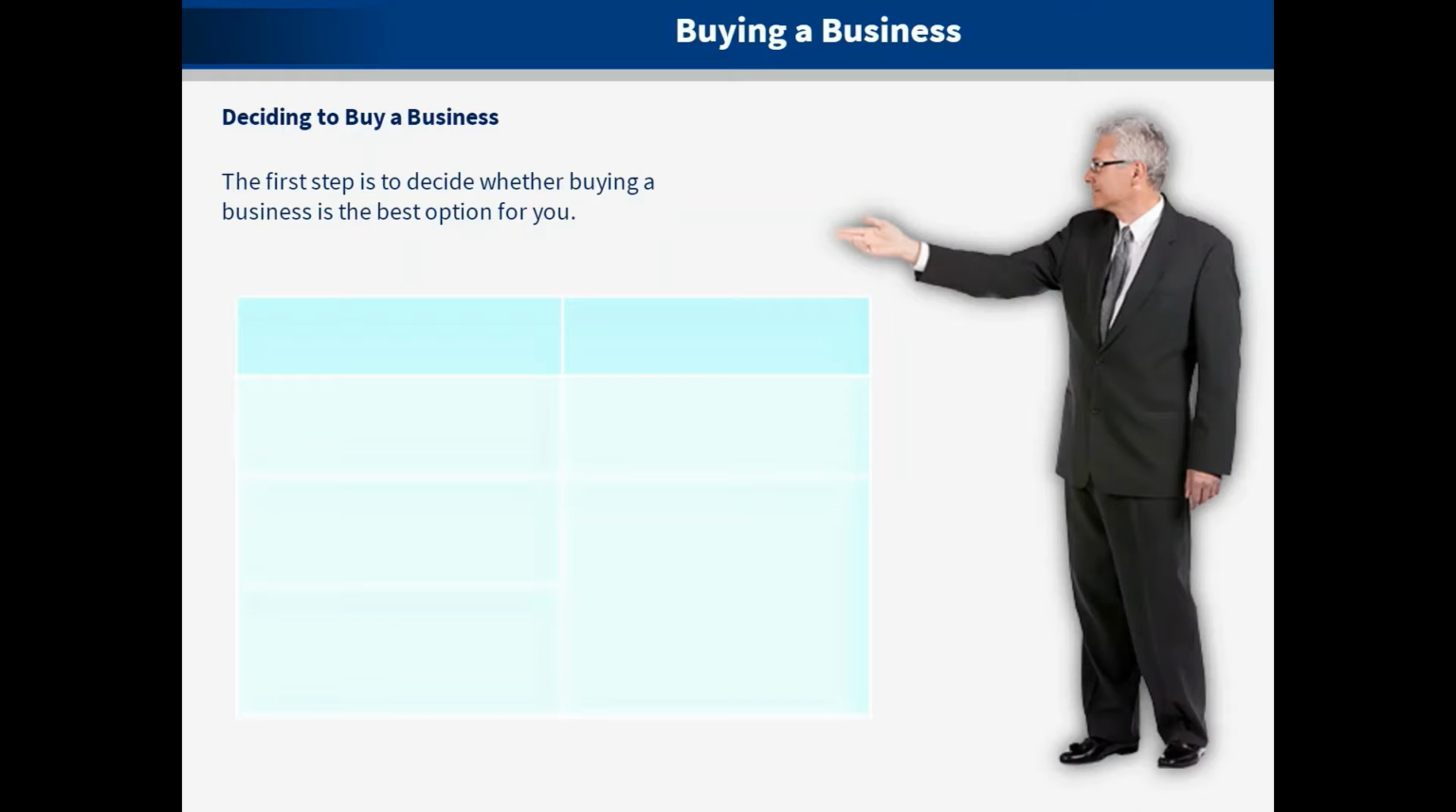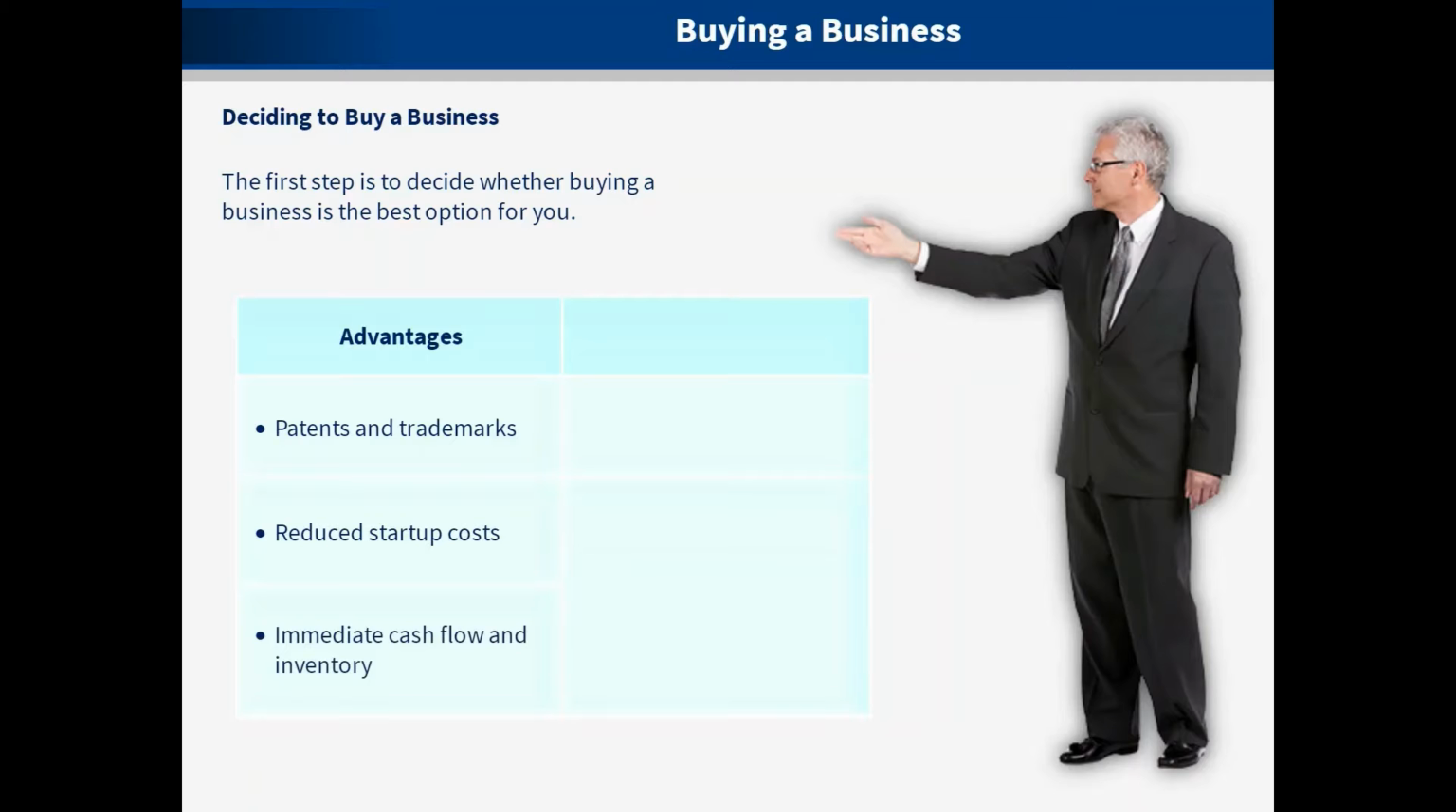The first step is to decide whether buying a business is the best option for you. Let's look at the advantages and disadvantages of buying a business. It helps you choose the option that works best for you. One of the advantages is that you may be able to acquire legal rights to patents and trademarks, which may increase profitability. In addition, buying a business involves reduced startup costs and immediate cash flow and inventory.